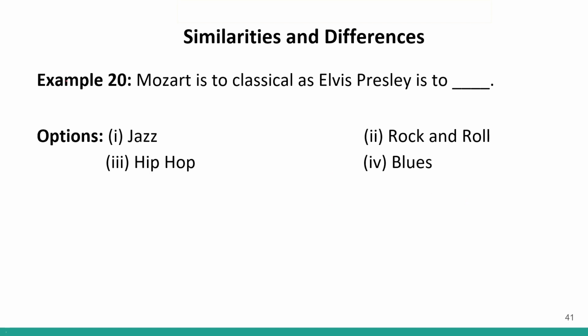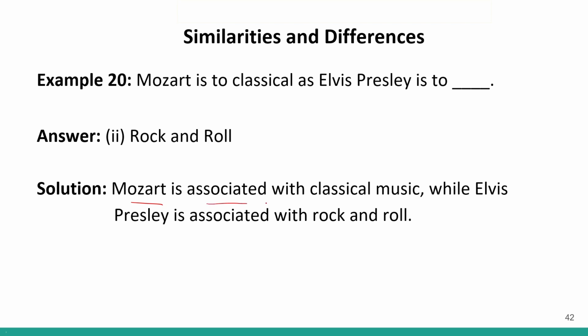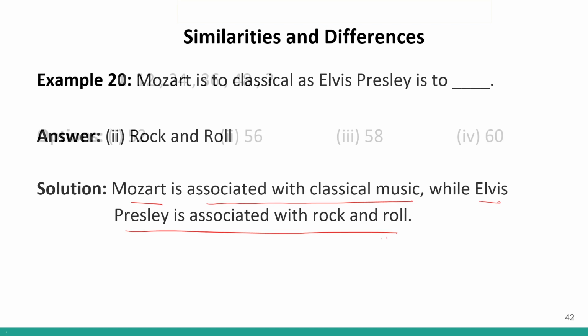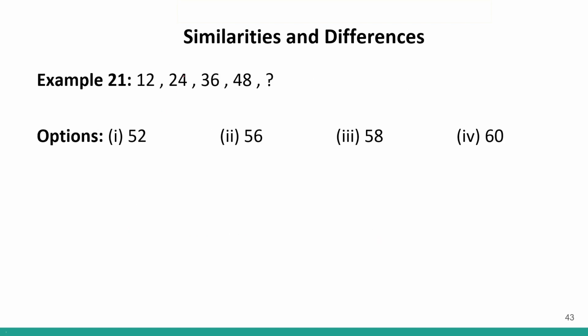Now, example number 20. Mozart is to classical as Elvis Presley is to what? If you know that Mozart is a person who was associated with classical music, similarly, Elvis Presley is a person who is associated with rock and roll music. So the answer will be option number 2, rock and roll. So here you can see Mozart is associated with classical music, while Elvis Presley is associated with rock and roll music.